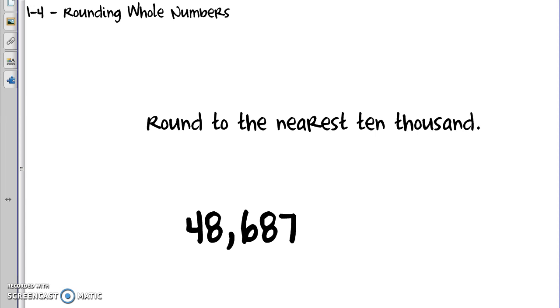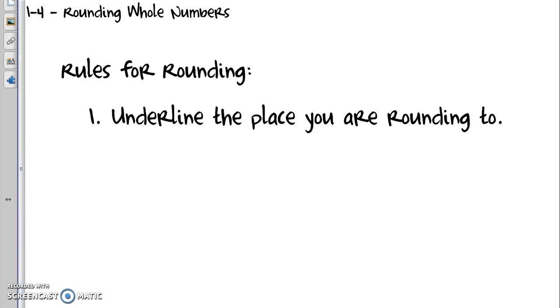We're going to round this number to the nearest 10,000s place. If you can read it to yourself inside your head, it is 48,687. Whenever you round, the very first thing you should do is underline the place that you are rounding to. Those are the rules for rounding.